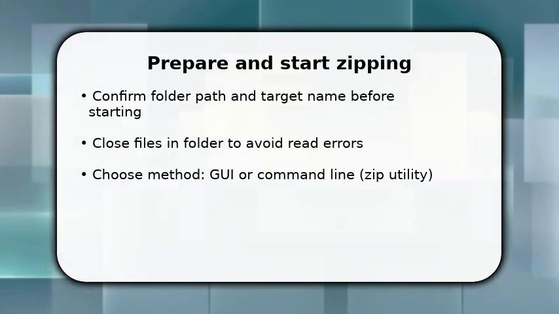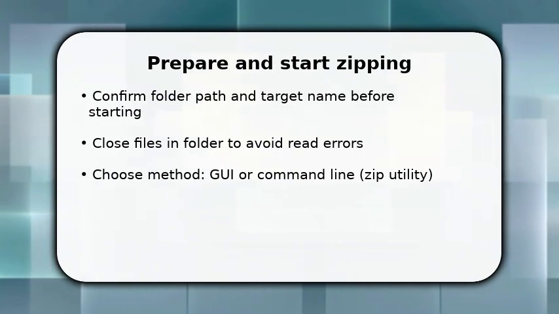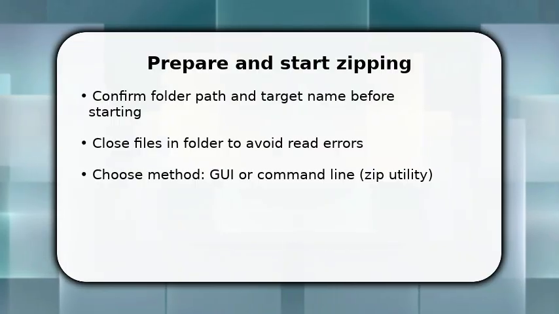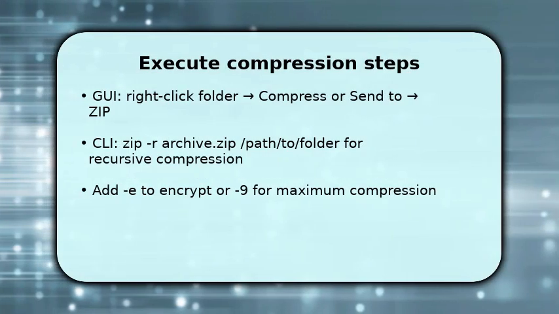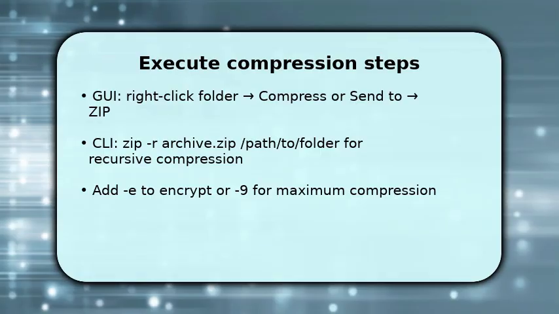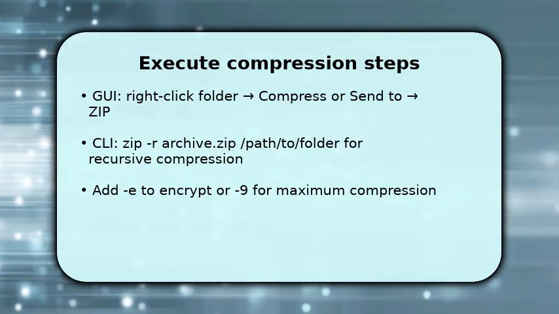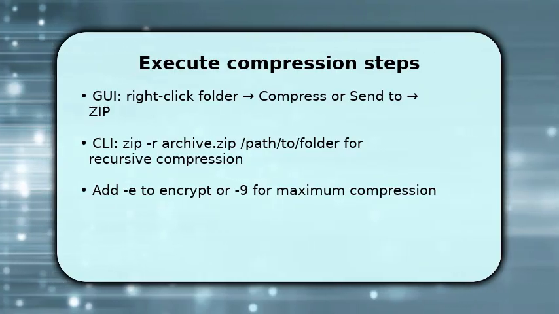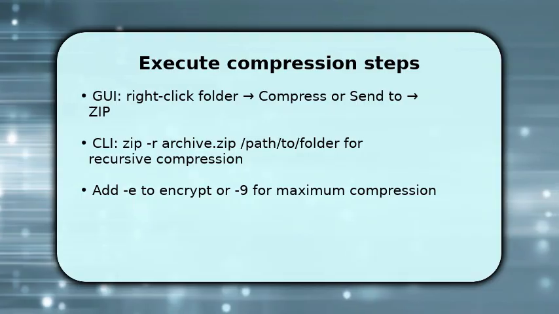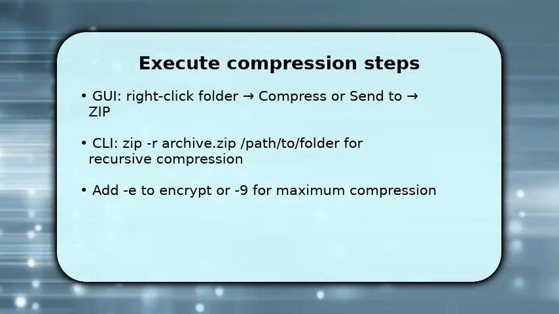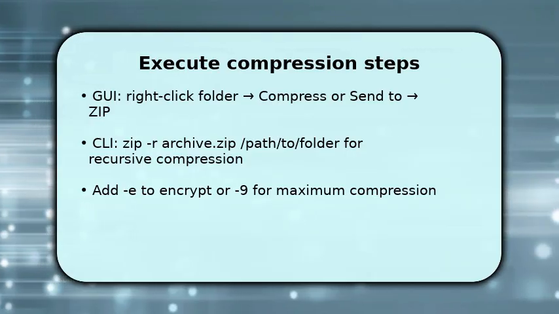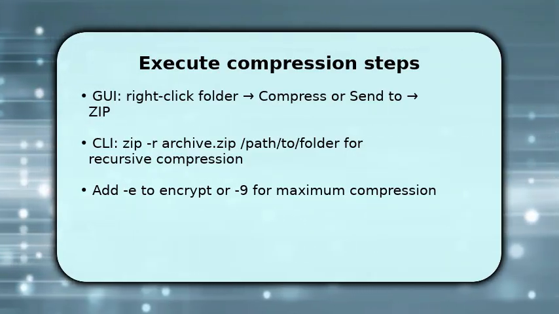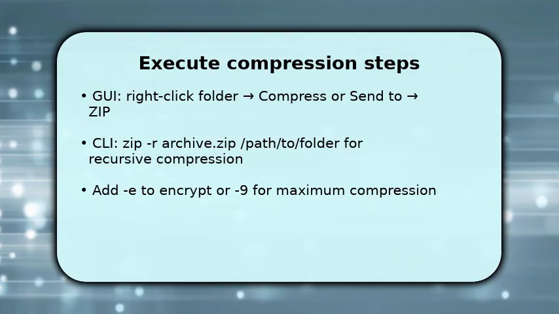In the GUI, right-click the folder and choose Compress or Send to ZIP. That's quickest and uses defaults. If you prefer the command line, type zip -r archive.zip /path/to/folder to include subfolders recursively. This gives predictable results and is scriptable. For stronger compression, add -9, and to protect contents, add -e to prompt for a password. Make sure you run commands from the correct directory or supply the full path.